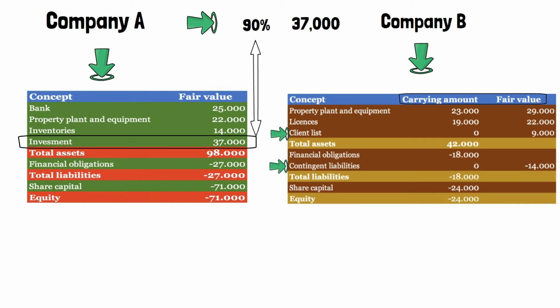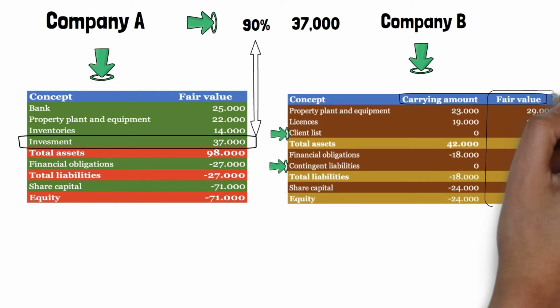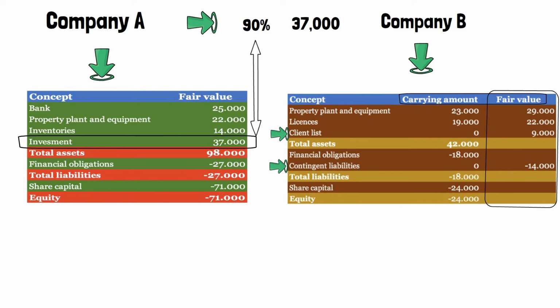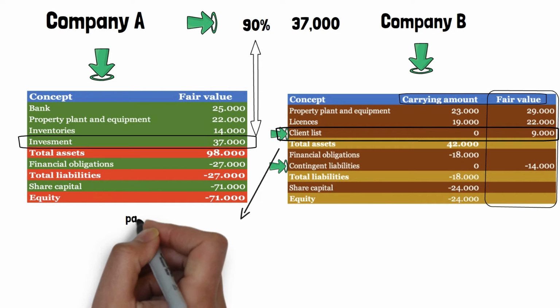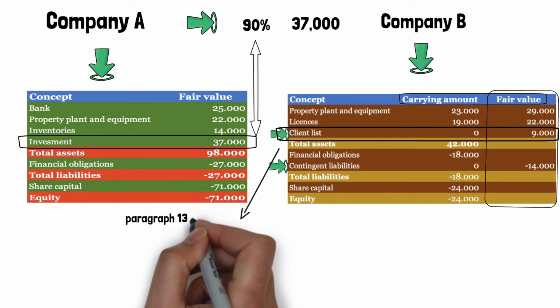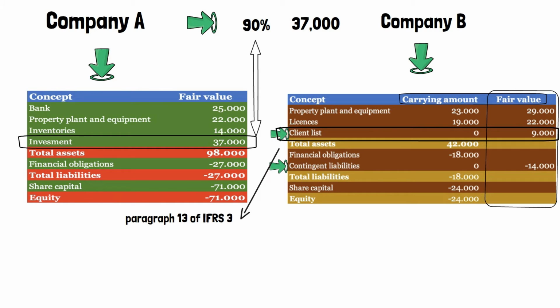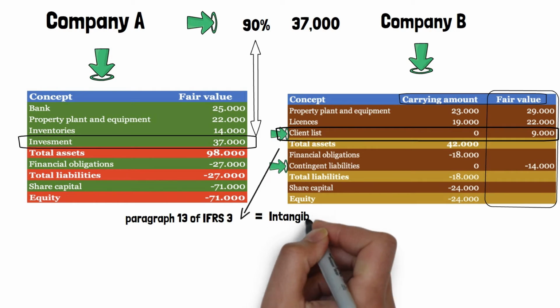IFRS 3 establishes that when a business combination is carried out, identifiable assets and liabilities must be recognized at fair value. As we can see in the example, there is a list of clients, which Entity B did not recognize because it was generated internally. However, according to paragraph 13 of IFRS 3, intangibles recognized in a business combination must comply with the principles of identifiability, be non-monetary, and without physical appearance.